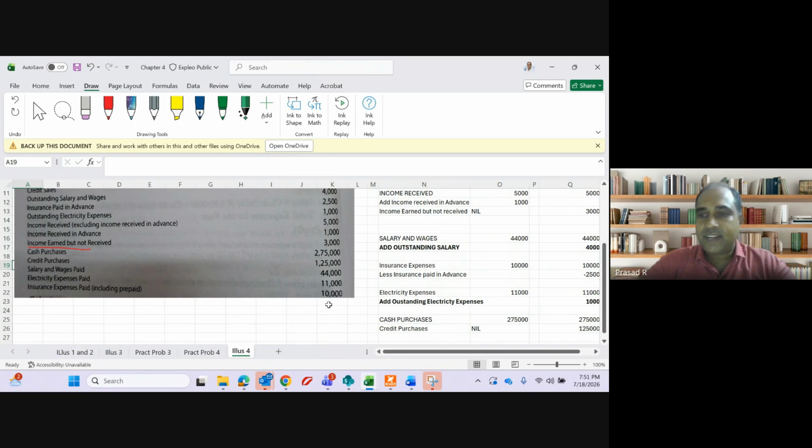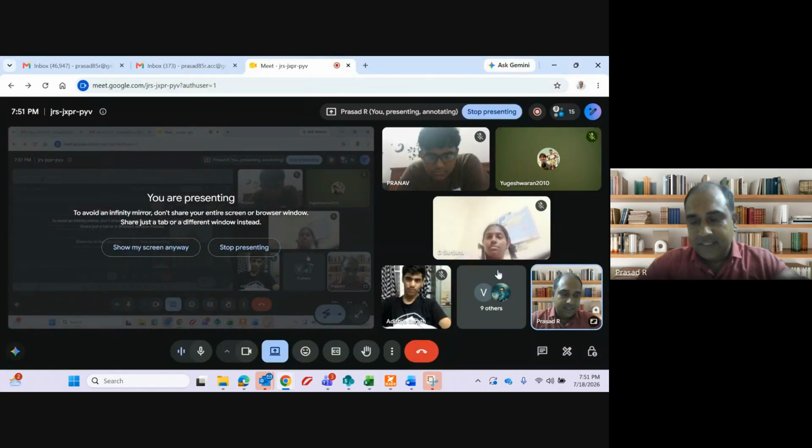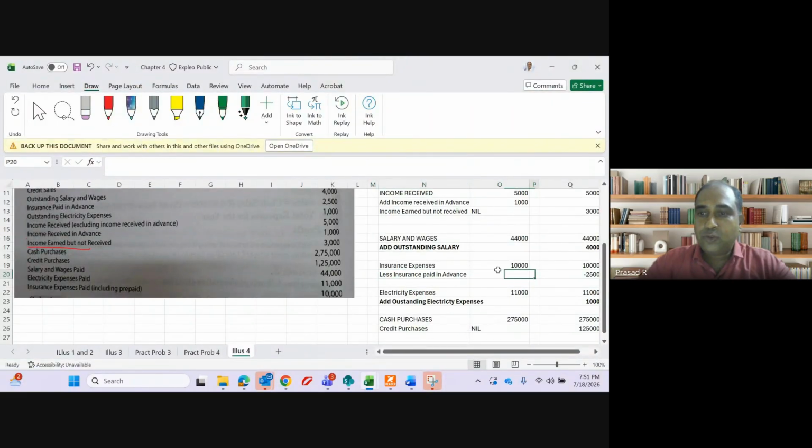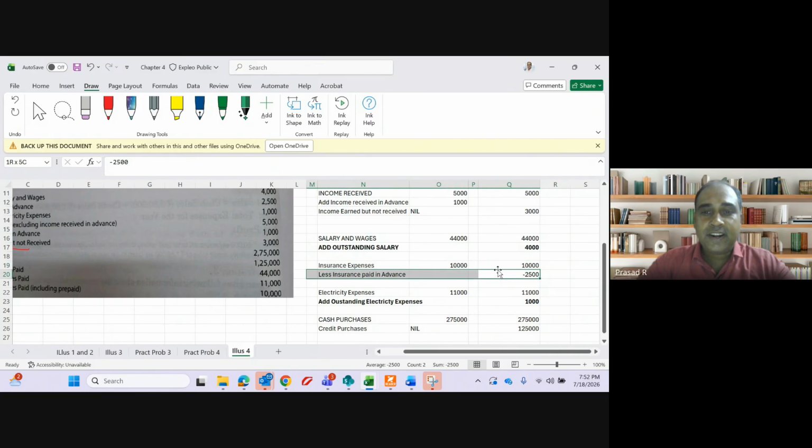Insurance expenses paid is how much? 10,000. This 10,000 includes an advance of 2,500. So in accrual basis, shall I consider that advance or remove it? Insurance 10,000 is my total expenses, and 2,500 is insurance paid in advance, or we call it prepaid. We have to remove it under accrual basis.